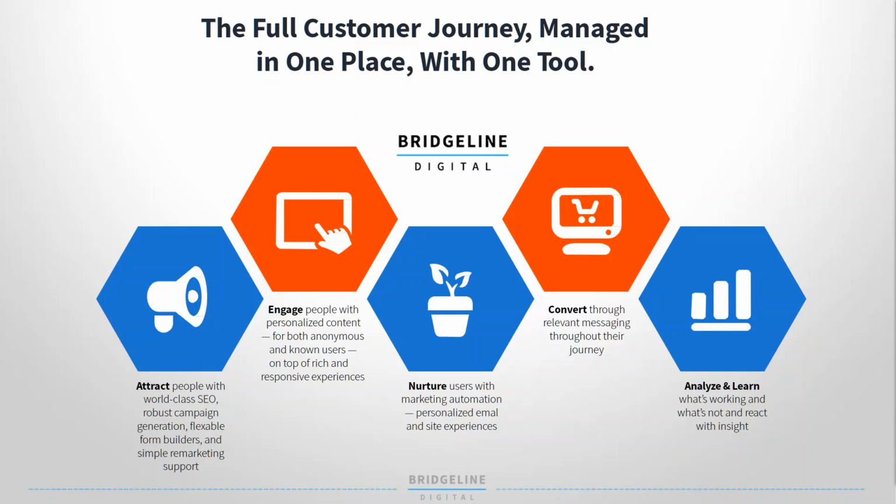At Bridgeline, we believe a smart channel coverage means having real-time, intelligence-driven marketing automation integrated into your CMS or your commerce platform. And this is how our customers have been successful at leveraging our tools, by attracting users with robust campaign generation and SEO, then engaging visitors with personalized content for both anonymous and known users, nurturing these users with marketing automation, driving user conversions through relevant offers and messaging, and then it's really important to keep looking at the data and learn what's working and what's not. All this really translates into a single unified system to build fully personalized experiences.